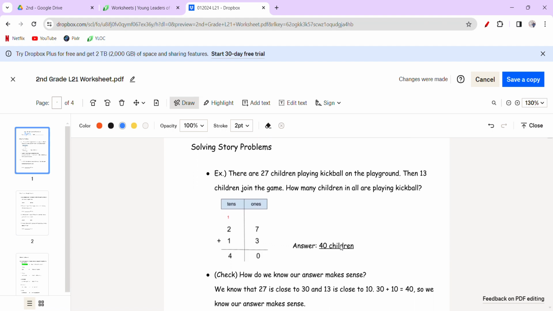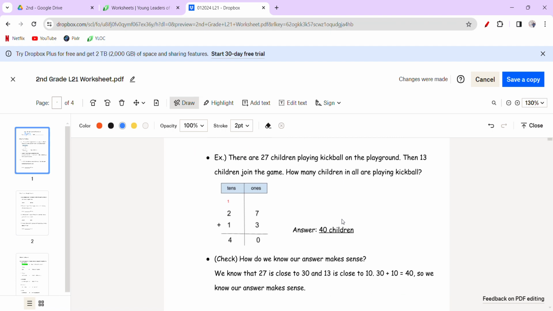Okay, so today's lesson we are going to be solving story problems. They are going to give us a question and we just have to solve. So example, there are 27 children playing kickball on the playground. Then 13 children joined the game. How many children in all are playing kickball?